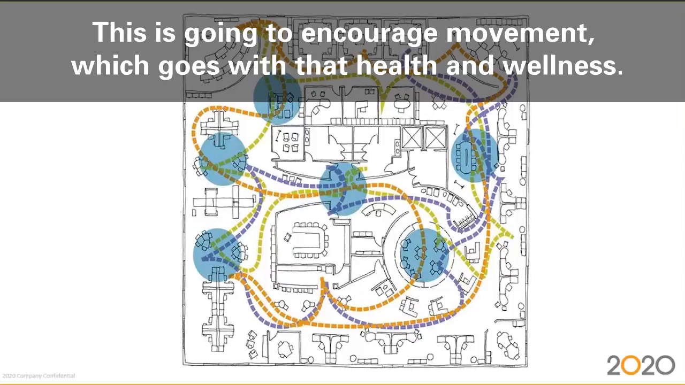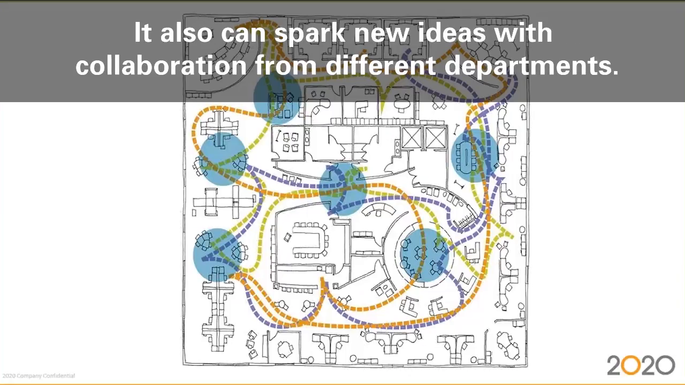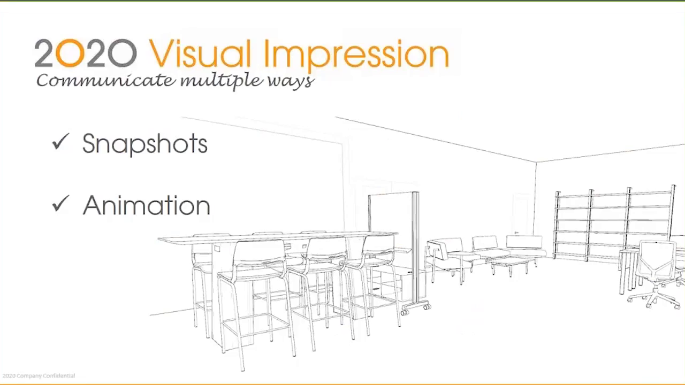put a few of those in separate areas scattered throughout the office. This is going to encourage movement, which goes with that health and wellness, and then it also can spark new ideas with collaboration from different departments. So this is a very different concept. If we think traditionally in so many of our floor plans, we've got these designated areas for these teams. What happens if you start separating them and pulling them apart and proposing more movement in that office?